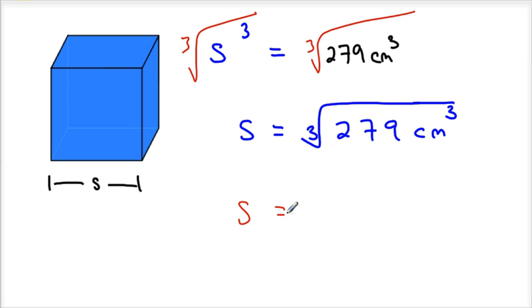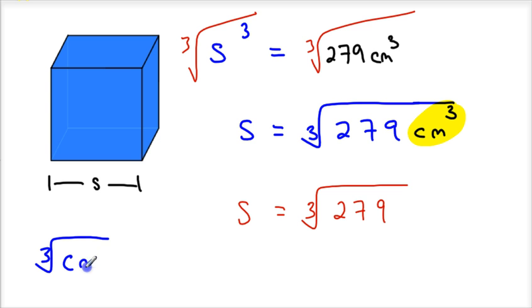Alright. For now, if there is no perfect cube, just leave it the way it is. Your answer would be s equals the cube root of 279. However, what is the cube root of centimeters cubed? If you think about this for a second, what do you think?